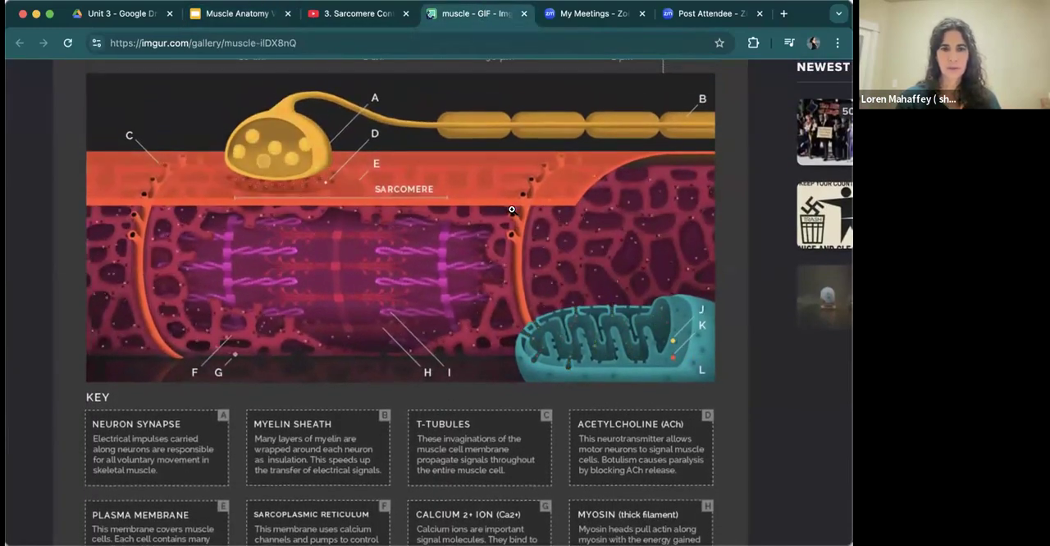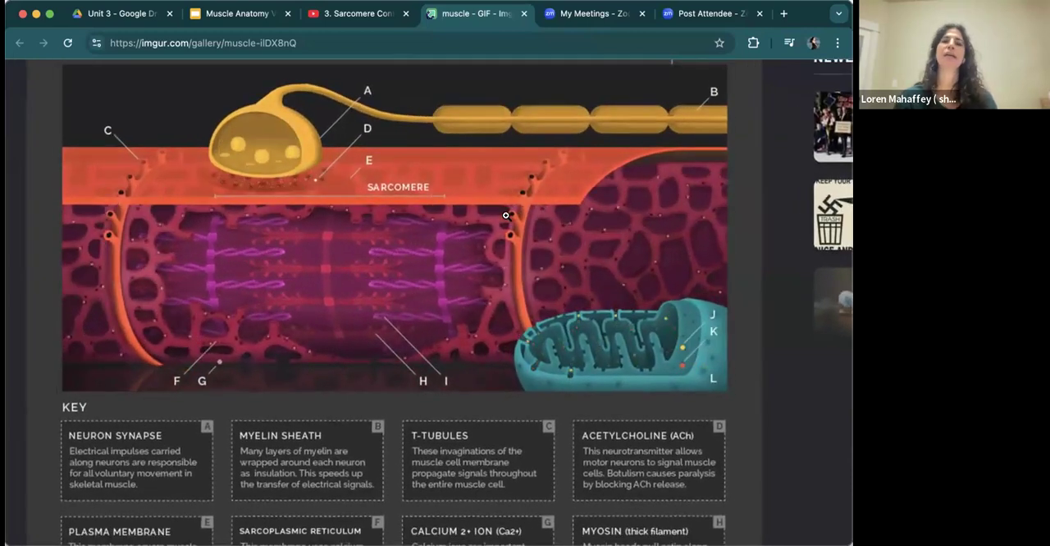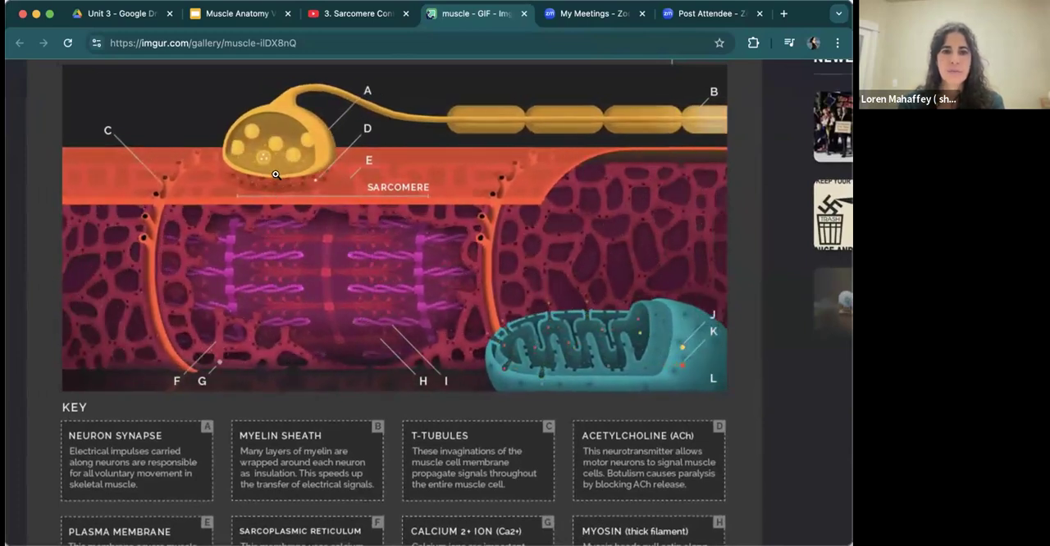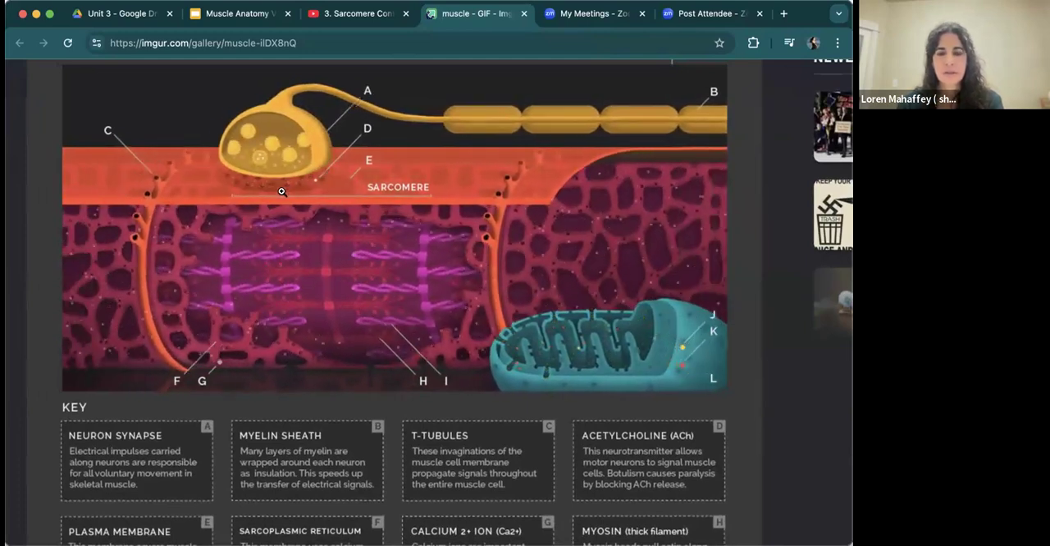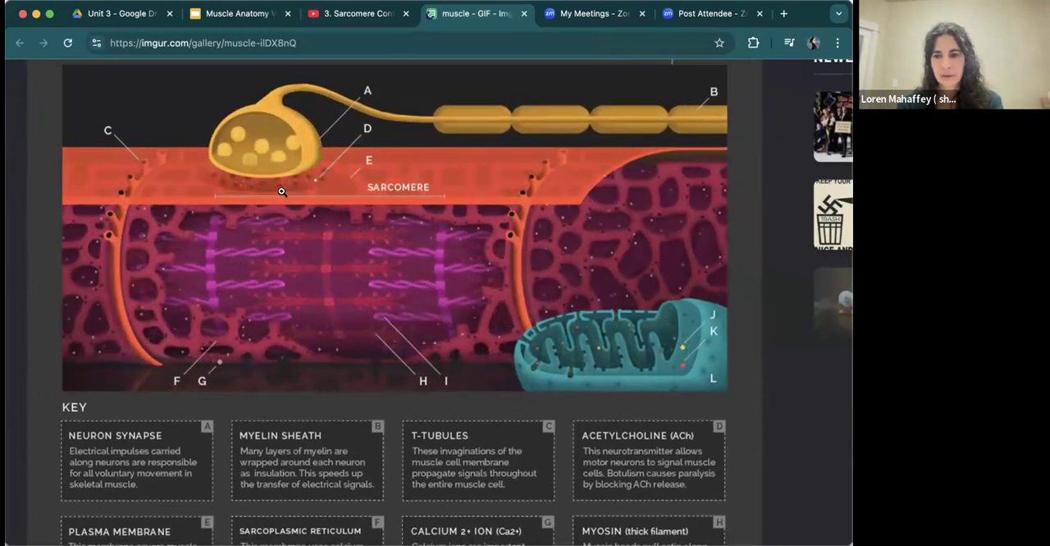Here we go, and let's interpret what we are looking at here. This at the top is a motor neuron. Here's the axon. Here's its terminal ending. And this is the neuromuscular junction. There is a signal that is sent via the neuromuscular junction into the muscle fiber itself, the muscle cell.